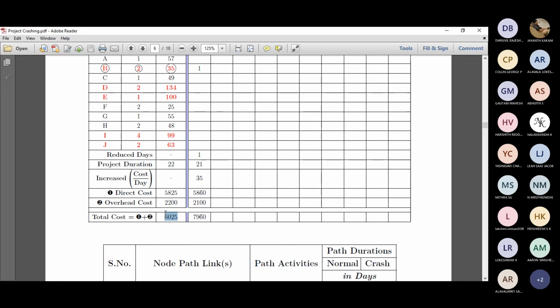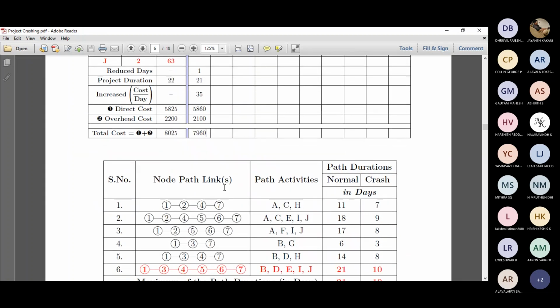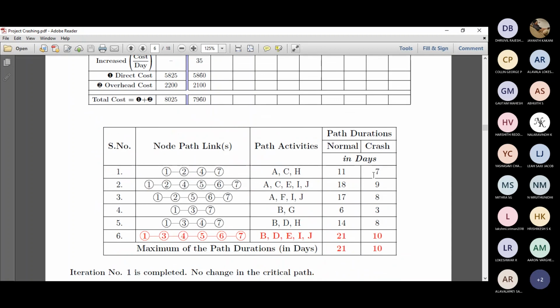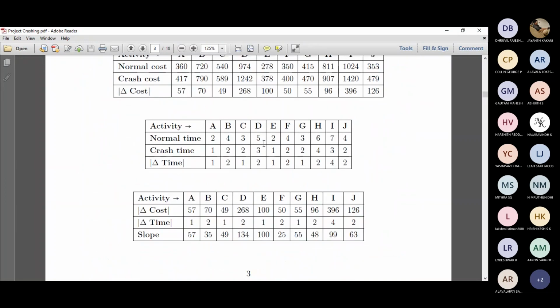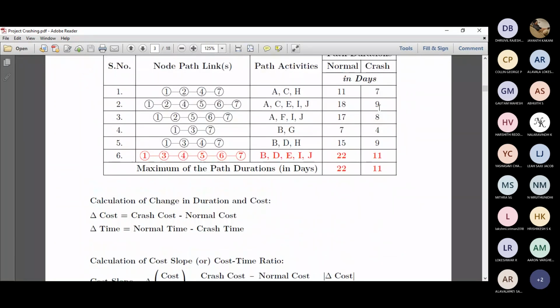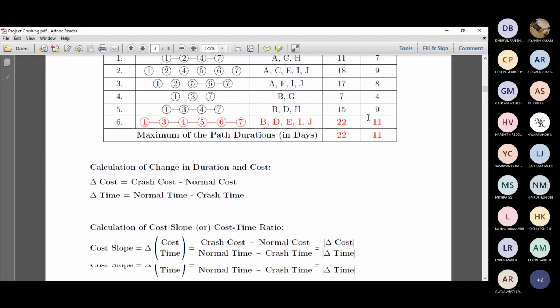So the critical path has now reduced by 1 day to 21 days, and the total cost is 7960. So we have achieved a day reduction at least cost, and we have reduced some amount of cost here. The iteration process continues. We will have the same table. In an examination, you can use a single table, this one, and with a pencil you can erase and put a check over it.